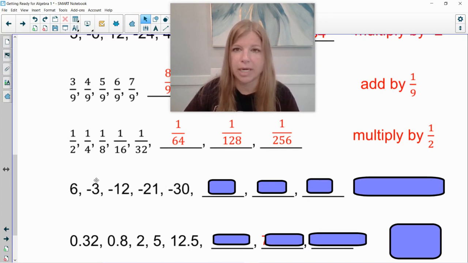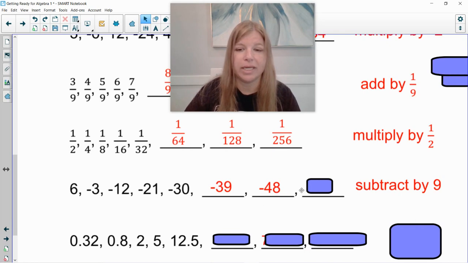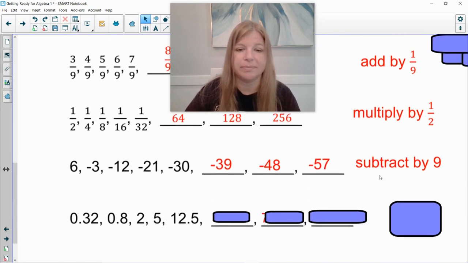Well, you subtract 9. -3 minus 9, would that get me -12? Yes. -12 minus 9, would that get me -21? Yes. -21 minus 9, would that get me -30? Yes. So I see I'm definitely subtracting by 9. If I continue to subtract by 9, -30 minus 9 is -39. -39 minus 9 is -48. And -48 minus 9 is -57.